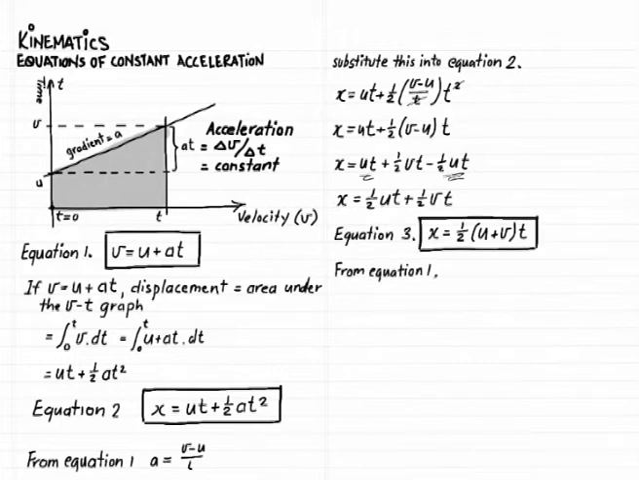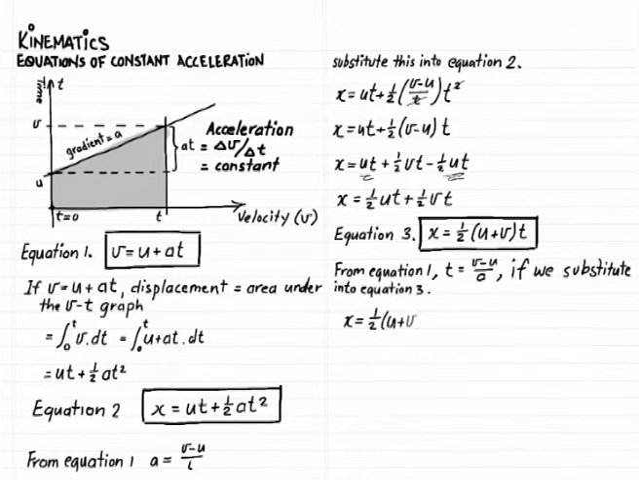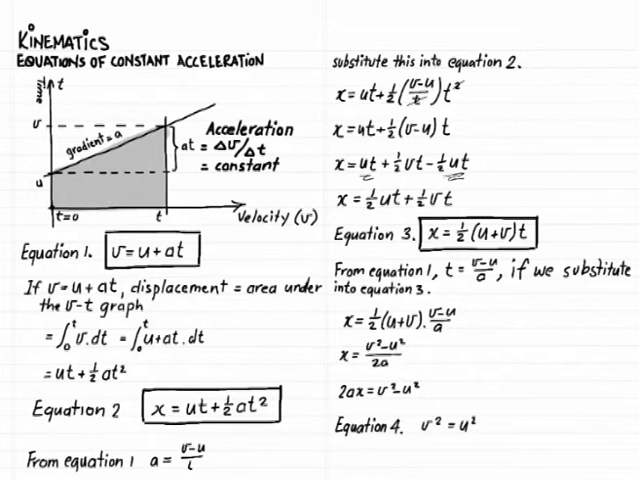Moving along from equation 1, if we substitute that into equation 3, we get x equals a half, outside of u plus v, times v minus u over a. Doing a bit of manipulation and rearranging our equation, we end up with equation 4, v squared equals u squared plus 2ax.